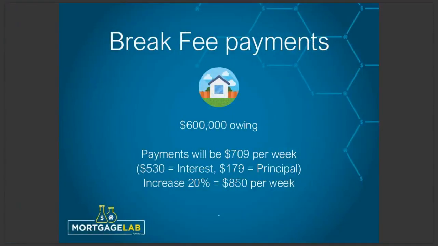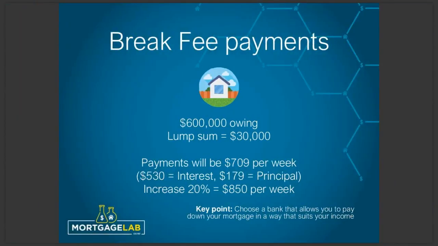The second method is one we've actually already looked at, increasing your regular payments by 20%. In our example earlier, we increased the payments on the mortgage from $709 per week to $850. So that's roughly a 20% increase. And as you'll remember, that took almost 9 years off the mortgage and saved $153,000 in interest overall.